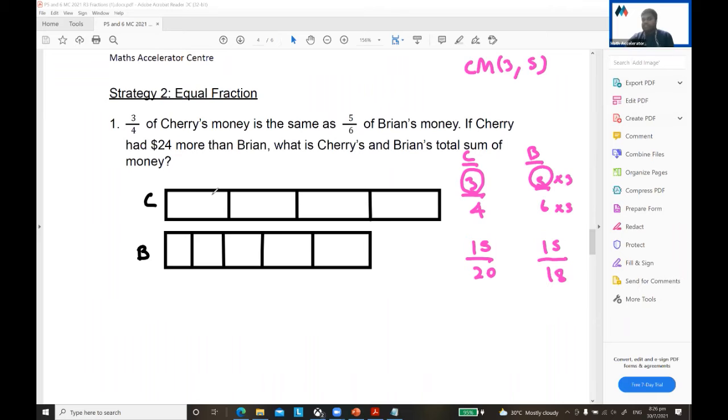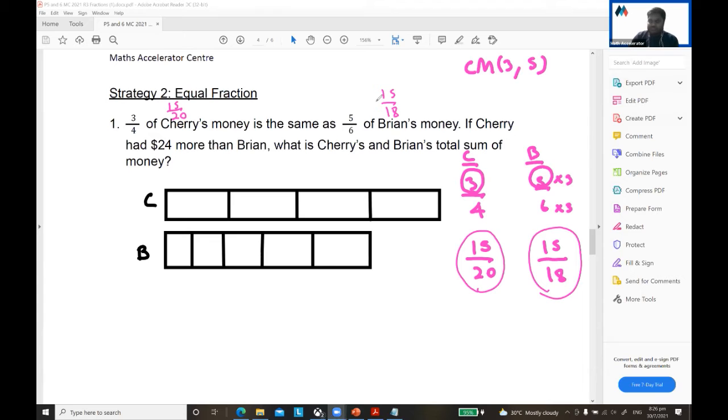Okay, so now I want you to read the question with your new fractions. 15 over 20 of Cherry's money is the same as 15 over 18 of Brian's money. Okay, so when you read like this, it makes a lot more sense than 3 over 4 and 5 over 6, right? Okay, so can you tell me what's the total units of Cherry's money?